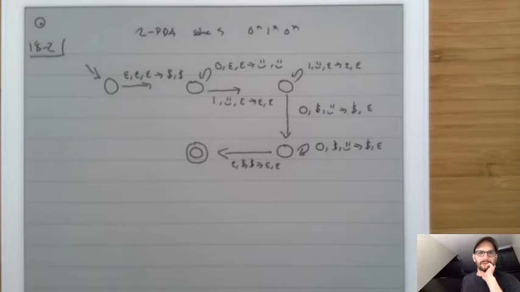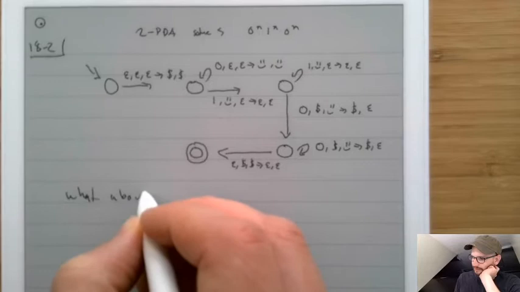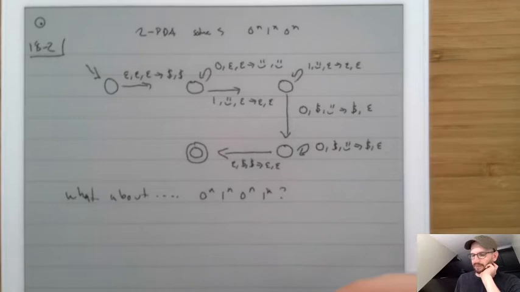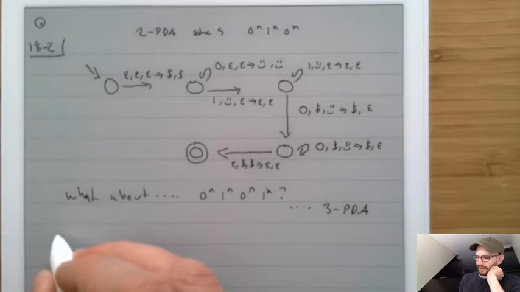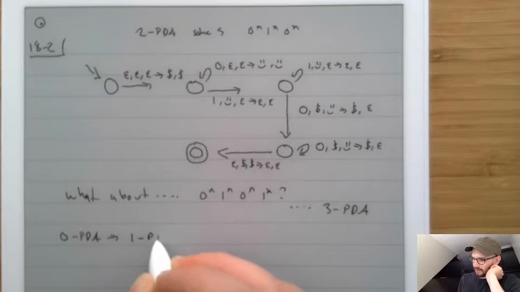Okay, well, what about the 0^n 1^n 0^n 1^n problem? Well, clearly we could solve that with a 3-PDA. Well, we can't solve it with a 2-PDA. So it would be really cool if there was a hierarchy of different kinds of computations that were determined by how many stacks you have.